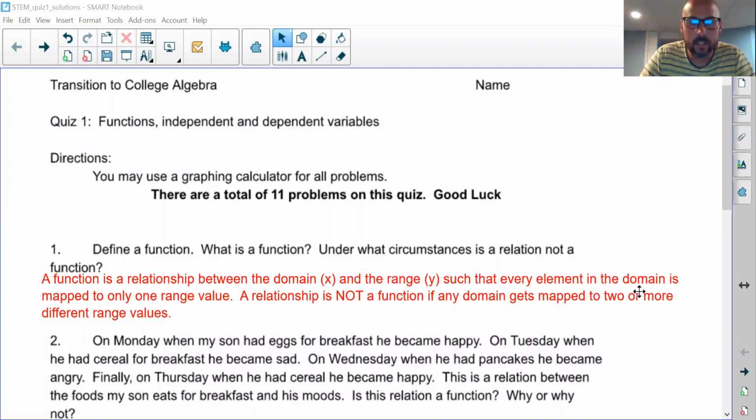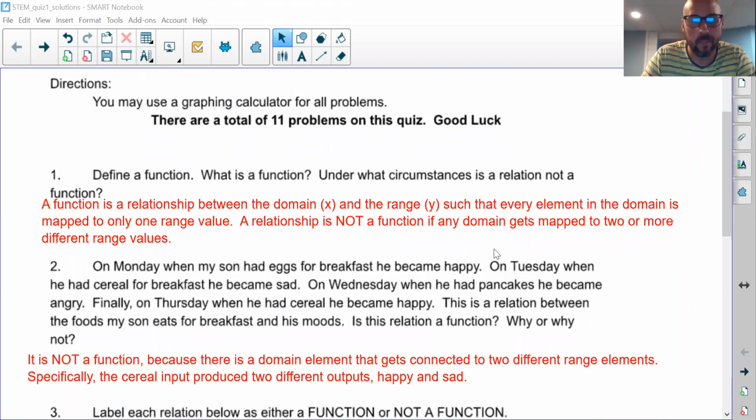Hello, everybody. These are the solutions to quiz number one. I very much hope it went well. I hope you're watching, because knowing where you went wrong on practice tests, which is really what a quiz is, is a really fast way for you to learn.